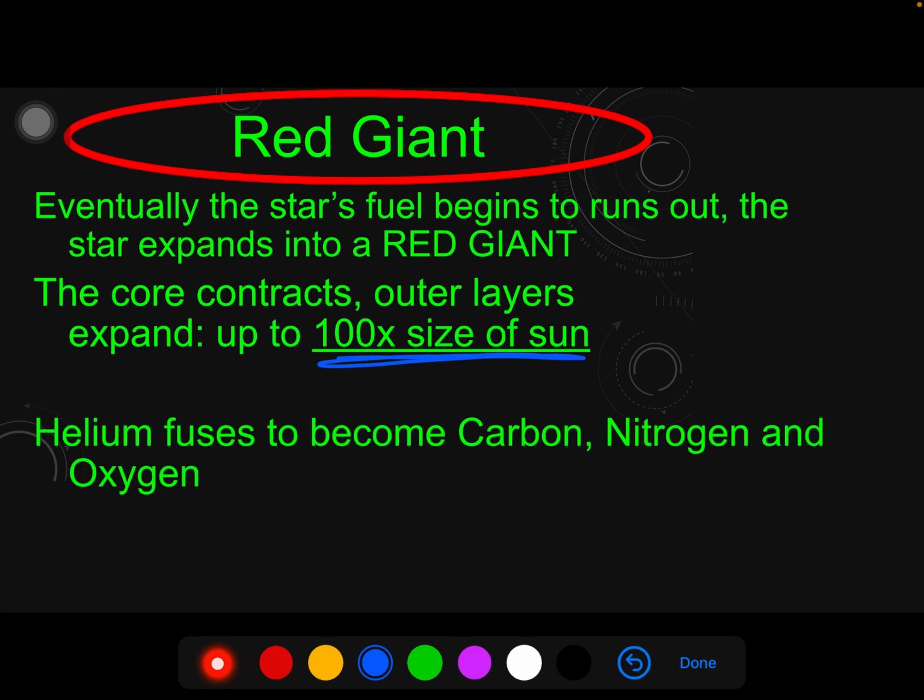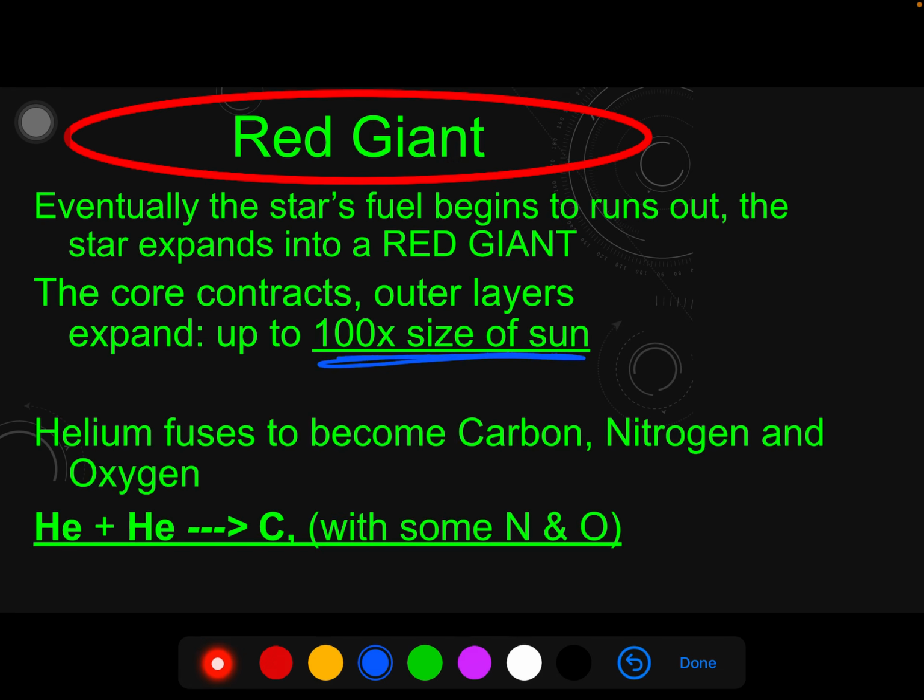Okay, what happens now is helium is fusing into carbon, nitrogen, and oxygen. And this is kind of the main idea here. Helium is going to fuse to make these next bigger elements like carbon, nitrogen, and oxygen. So these elements are literally formed in the stars.